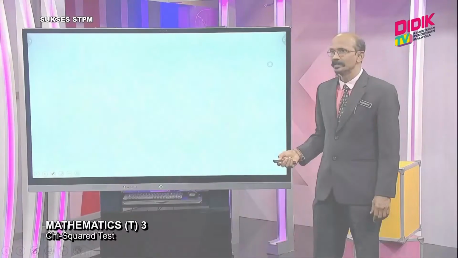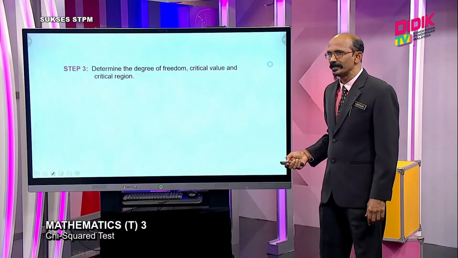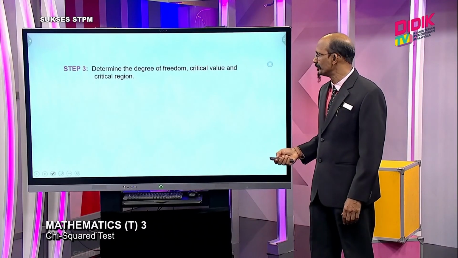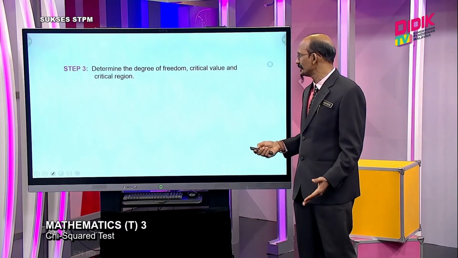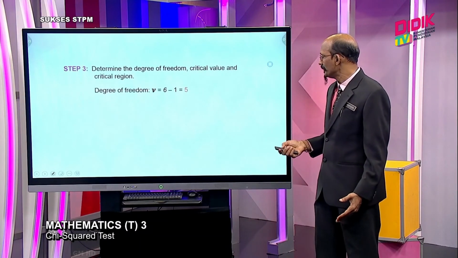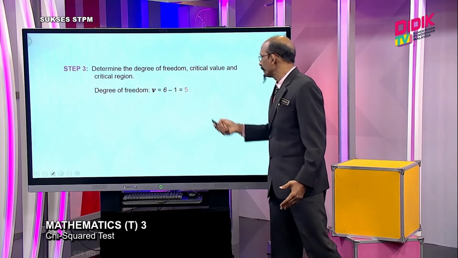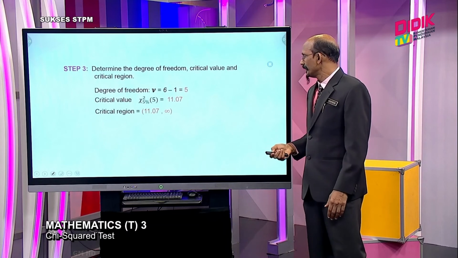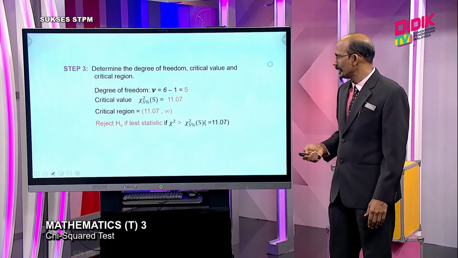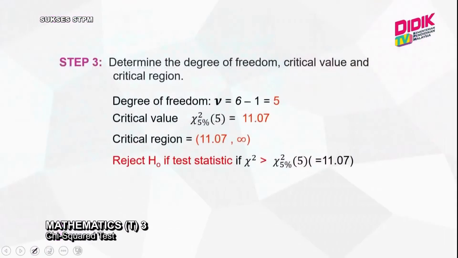Then step 3 is slightly different here because we need to find the degree of freedom. The only difference is the degree of freedom. Other than that, everything is the same as hypothesis testing. We find the degree of freedom: 6 columns minus 1, I get 5. Then by using the table, I find the critical value. And then I state the critical region and I make my early decision. So this is my early decision.